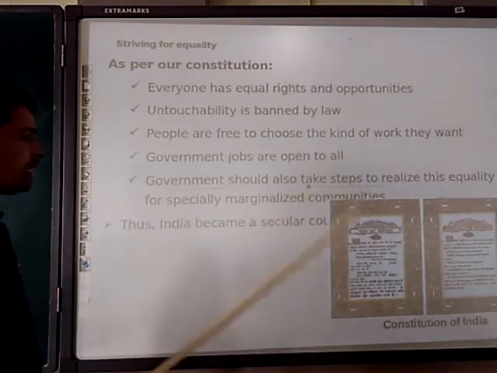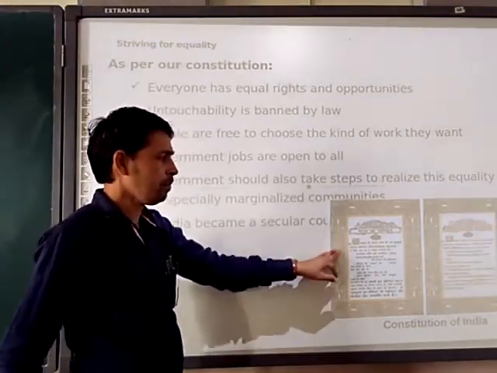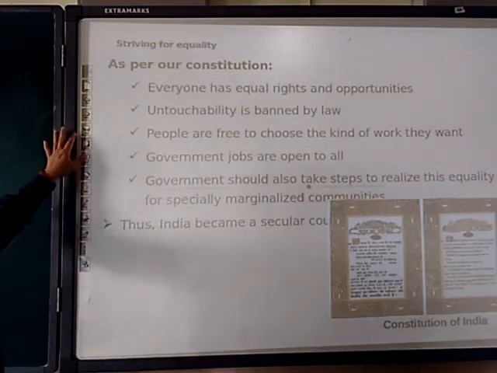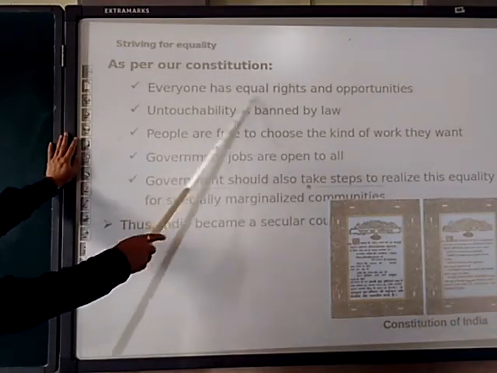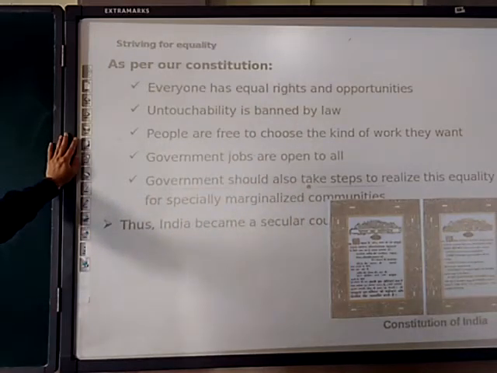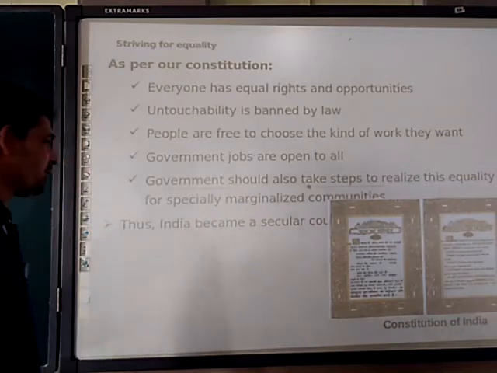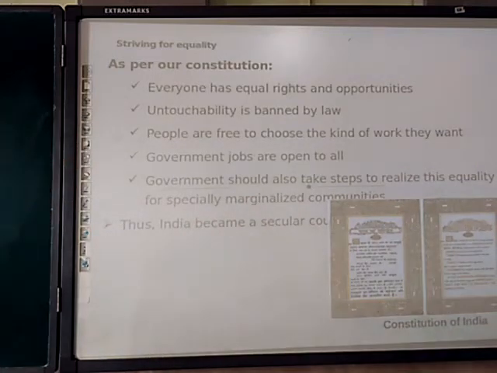Next, you can see this is the Constitution of India. We can speak about the preamble. One by one we are going to see. As per our Constitution, everyone has an equal right and opportunity. Point number 2, untouchability is banned by the law. People are free to choose the kind of work they want to do. Government jobs are open for all. The government should also take steps to realize this equality for marginalized communities, and thus India will become a secular country.